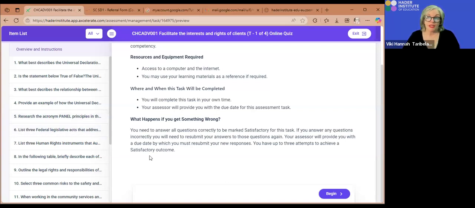So if you get something wrong, we'll give you feedback and you can try again. You can have as many attempts as you want. There's absolutely no penalty whatsoever. But we are a 100% rating, which means that you must pass everything to be satisfactory.